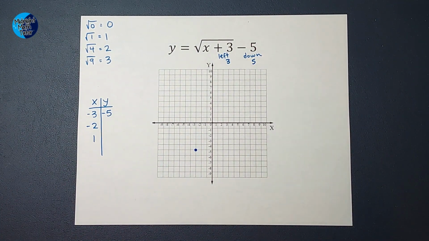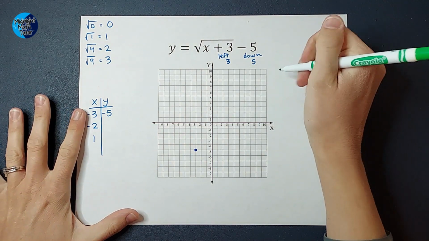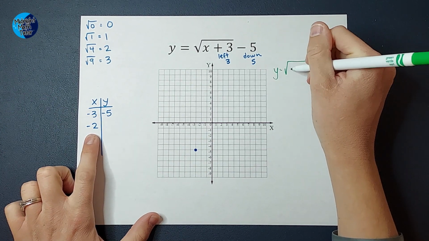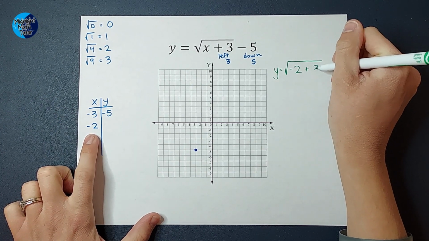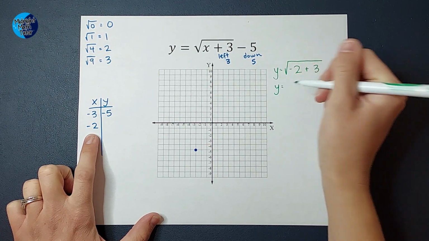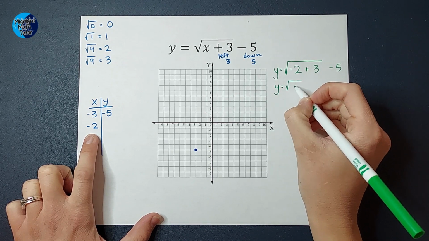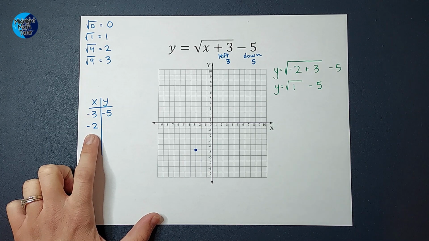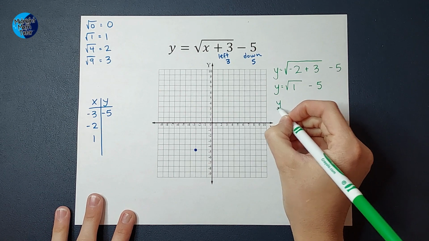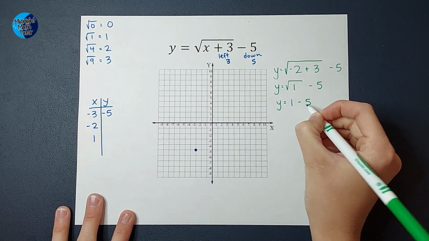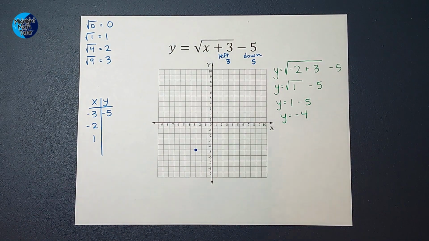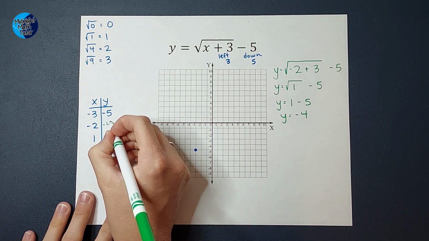So when I plug in -2, I'm going to grab a different color. I'm going to have y equals the square root of -2 plus 3, and then we have the minus 5 on the back. y equals -2 plus 3 gives me 1. See how plugging in -2 got me the square root of 1? So the square root of 1 is 1, minus 5. And 1 minus 5 gives me -4. So when I plugged in -2, I got -4.